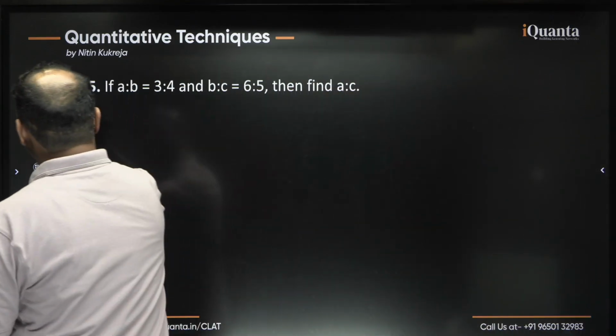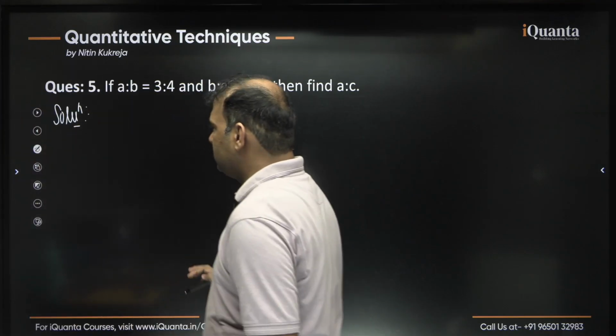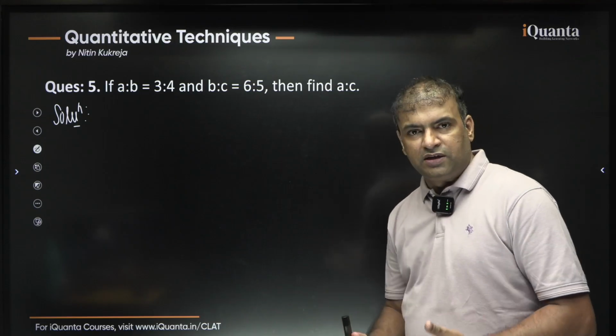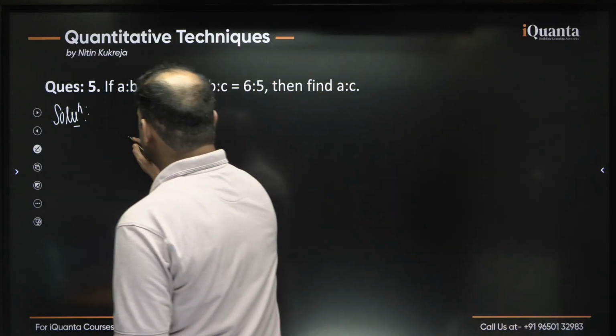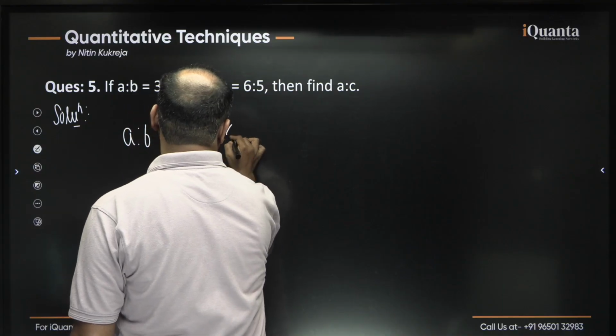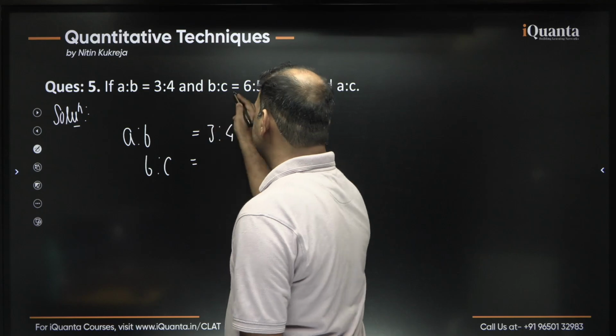All right, first method, guys, since we know A is to B and B is to C, right? So the first method which I'm going to tell you is something which you have to remember a little bit, all right? See, A is to B is given 3:4. Let me write it here. A is to B is 3:4, all right? And B is to C is what? B is to C is 6:5.